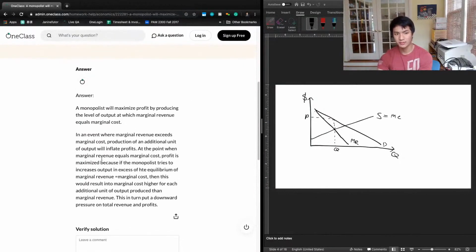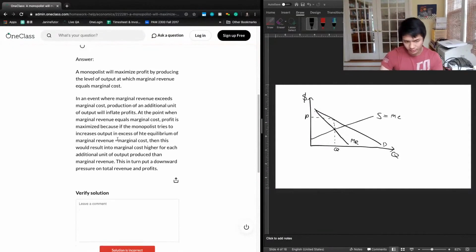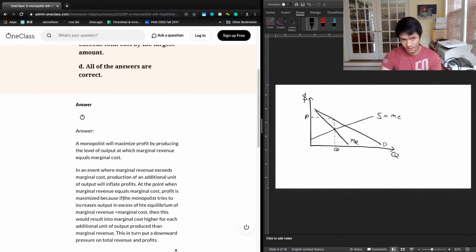Let's take a look at the answer given by the previous tutor. The previous tutor said, a monopolist will maximize profit by producing the level of output at which marginal revenue equals marginal cost. In the event where marginal revenue exceeds marginal cost, production of an additional unit of output will inflate profits. At the point when marginal revenue equals marginal cost, profit is maximized because if the monopolist tries to increase output in excess of the equilibrium of MR equals MC, then this would result in marginal cost higher than marginal revenue for each additional unit of output produced. This in turn puts downward pressure on total revenues and profits. So this is actually going to be incorrect. We're going to say the correct answer is D.